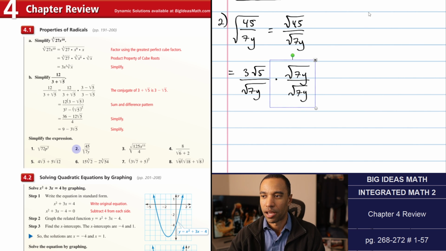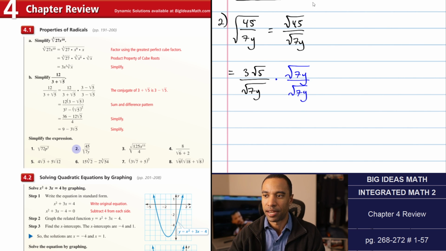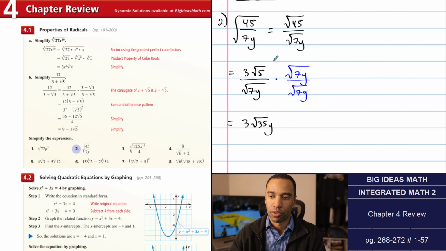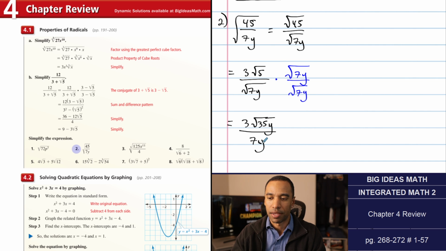Let me write it in its own color so you know specifically that I was adding that in. So this becomes 3 root 5 on top. 3 root 5 multiplies with root 7y, and you get root 35y. Those multiply together like so, all inside the square root. And then root 7y times root 7y is 7y.